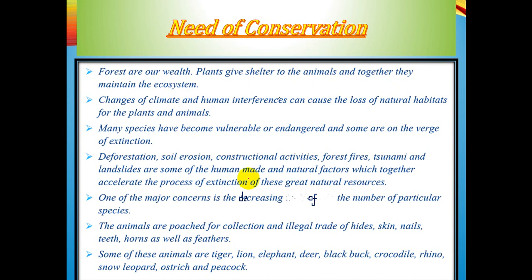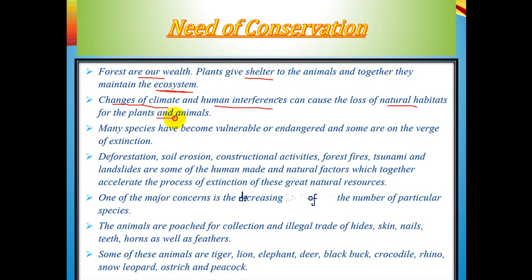Because we know forest is our great wealth, because it helps to maintain the ecosystem while providing habitat to the animals. So if forest is continuously depleted, animals will move to the endangered categories, and there will be ecological imbalance. Next, changes of climate and human interference can cause the loss of natural habitats for the plants and animals.